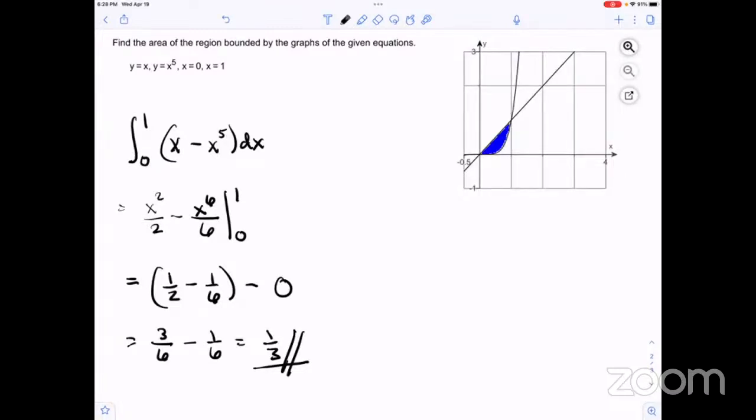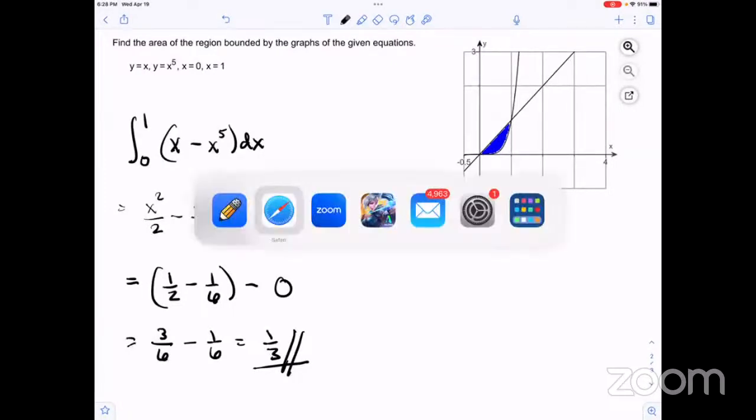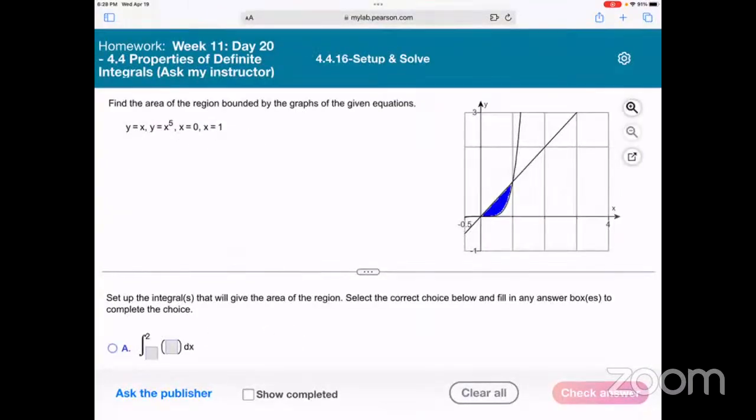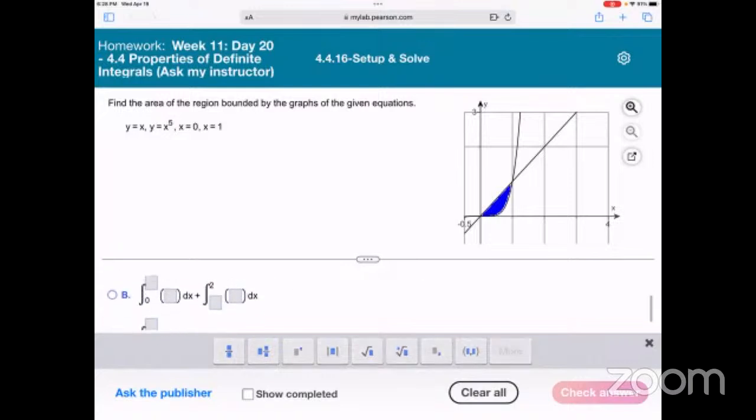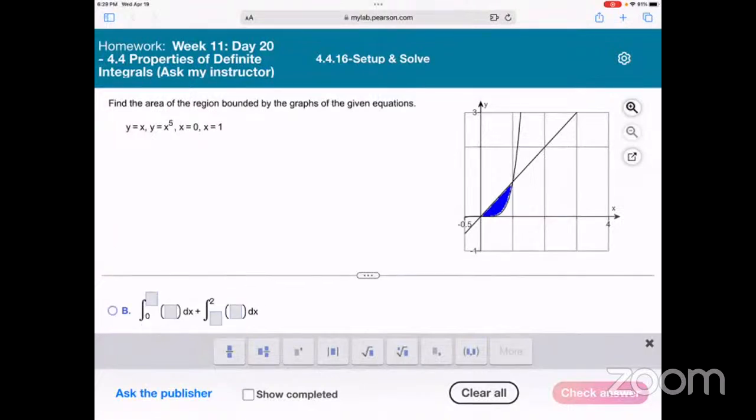Okay, set up the integral or integrals that will give the area of the region. So we're gonna 2. Why is there a 2? Let's see. Is there something else that we're missing? One, two, three, 4. I don't understand what they're going to.